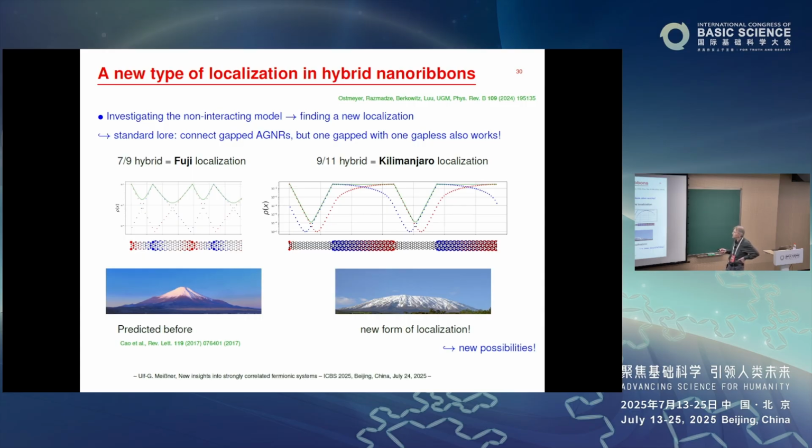new type of localization. The standard law is if you connect gapped AGNRs like the 7-9, you get this localization. Shown here is the density per unit cell. So this is 10 to the minus 2, this is 10 to the minus 3, 10 to the minus 4, in case you can't read this. And you see you have exactly the largest density here at the edges, where the red dots and the blue dots are. And the rest of the wave function decays exponentially, so that you have some overlap. That's why they go like this.